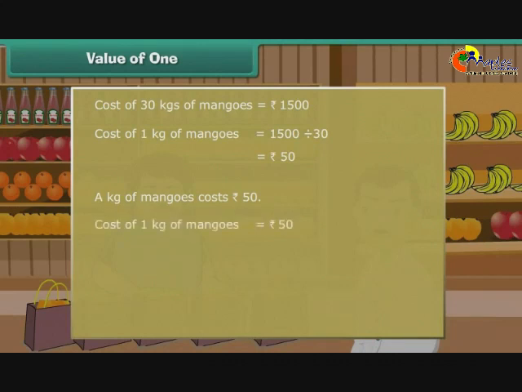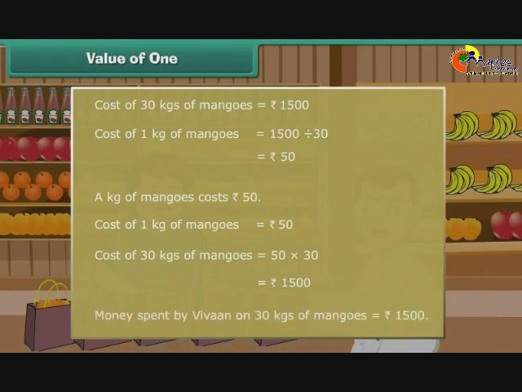Cost of 1 kg of mangoes is equal to 50 rupees. Cost of 30 kgs of mangoes is equal to 50 into 30, which is equal to 1,500 rupees. As per the question, Vivaan spends 1,500 rupees on 30 kgs of mangoes. So, we verified that our division operation is correct.